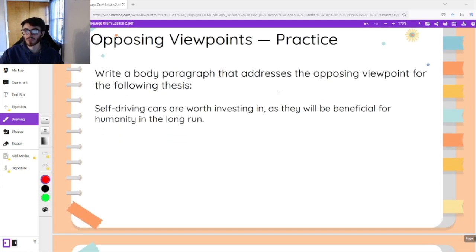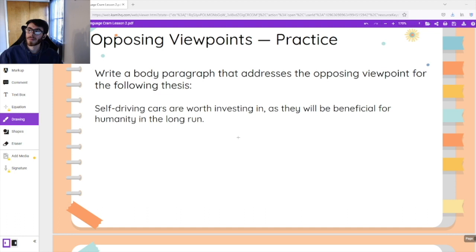Let's write a full body paragraph here that addresses the opposing viewpoint. Our thesis is that self-driving cars are worth investing in as they will be beneficial for humanity in the long run. If you can't tell, I like recycling. I like recycling prompts and theses because we can use things we've already talked about in different contexts, right? So I want you guys to try this first. Write a full body paragraph here that addresses the opposing viewpoint for the following thesis.